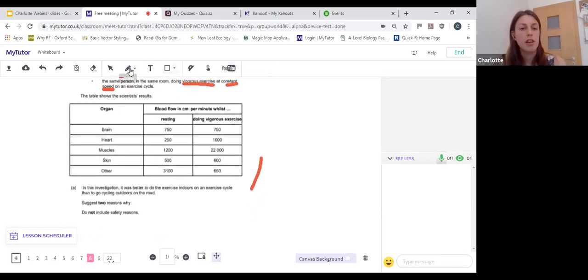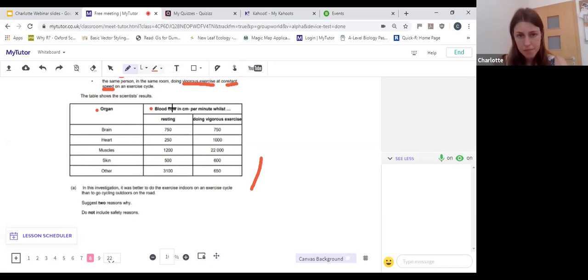So when we're looking at a table, first thing to do is to go through the headings. So we've got organ on the left-hand side here. Blood flow in centimeters cubed per minute whilst resting or doing vigorous exercise. So we've got the volume of blood flowing past presumably a certain point per minute. In the brain, the heart, the muscles, the skin, and then other.